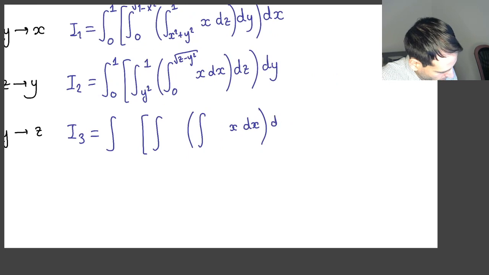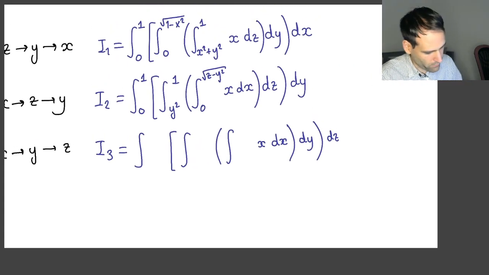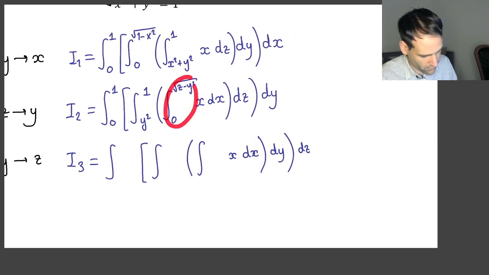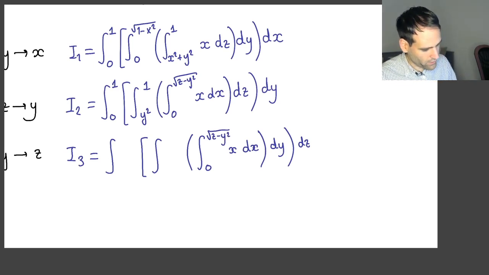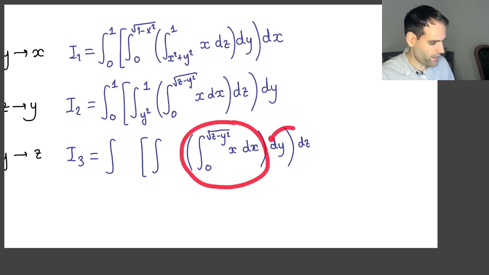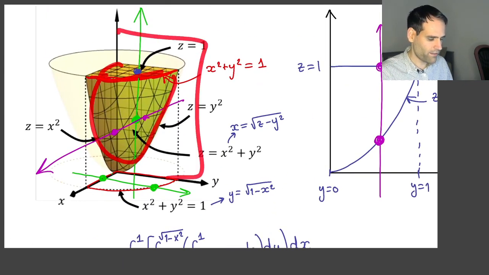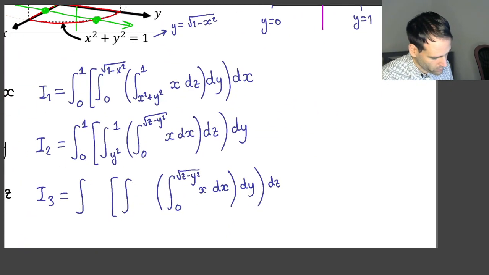So x, then y, and then z. Okay, so the x integral is the same because we start with x in both cases, so the limits are going to be the same, 0 and square root of z minus y squared. And then we need to project, we are left with y and z, so we need to project the volume into the yz plane, which is again what we had here. But now we are going to integrate along y.